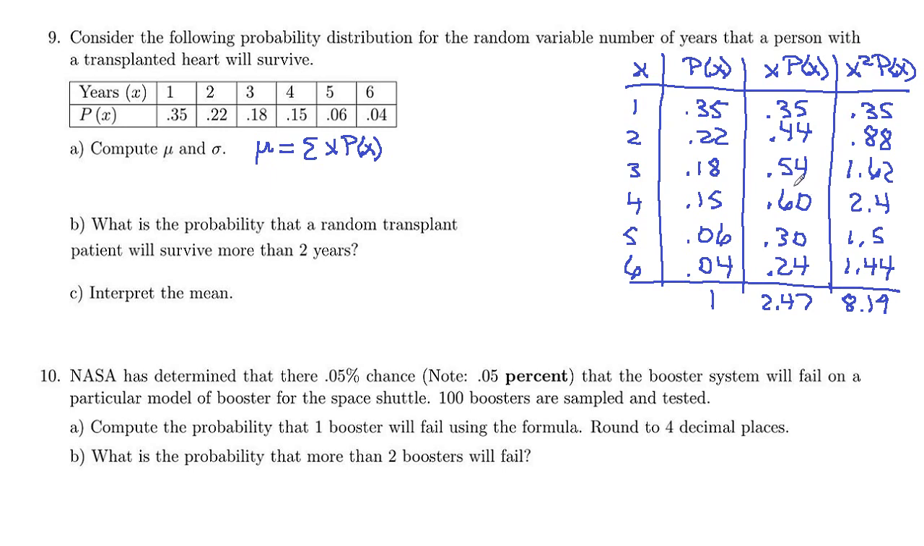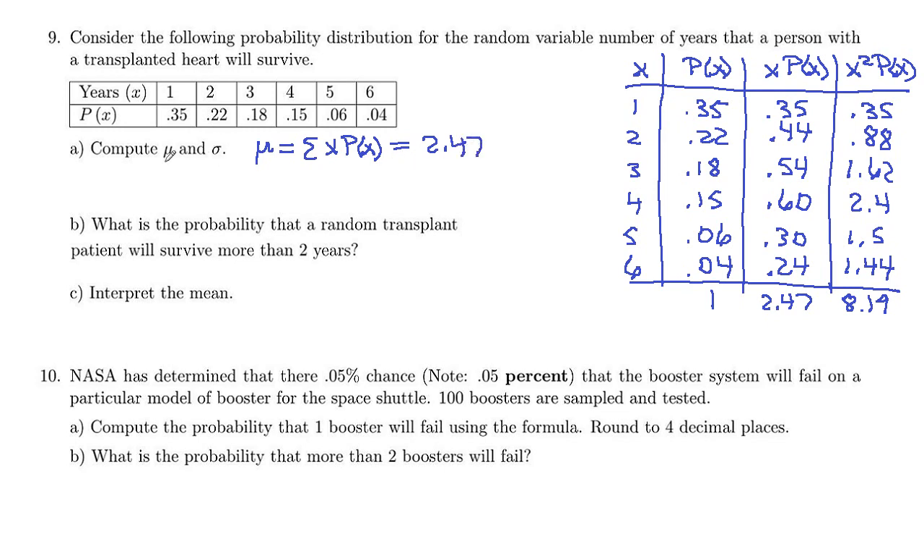So for the rest of that x times p of x column, you should get 0.54, 0.60, 0.30, 0.24. Total is 2.47. Your probability column should always total to 1. The rest of the x squared probability column, 1.62, 2.4, 1.5, 1.44, totals to 8.19. So our mean here is the sum of the x p of x column. That's right here, 2.47.